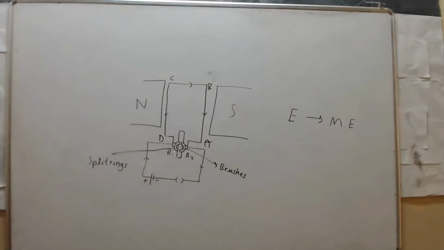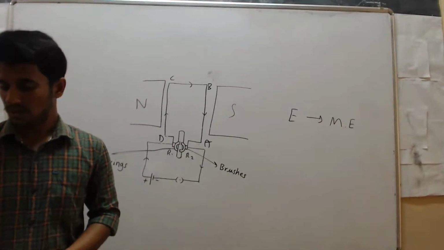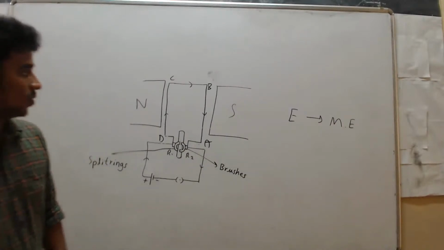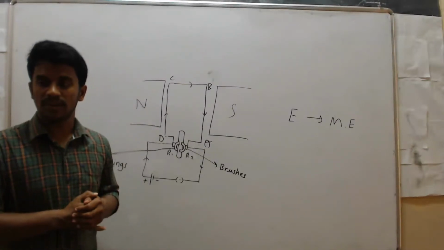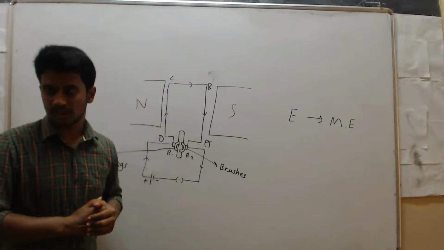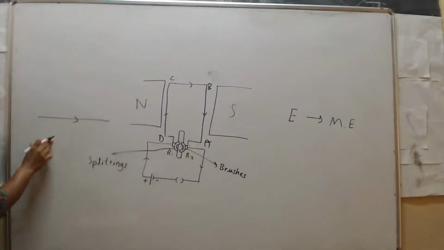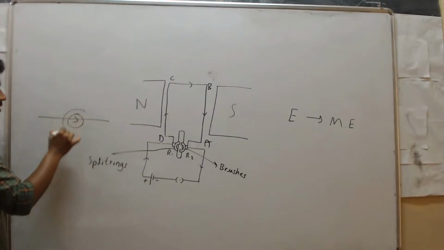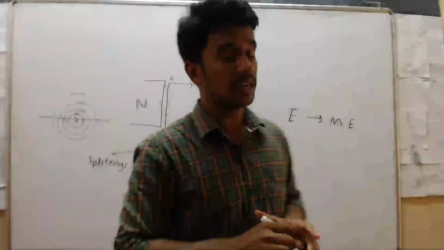Yes, sir. In tomorrow's class we will discuss electromagnetic induction. In electromagnetic induction we will study the working of the electric generator, how we can generate electricity. See here, till now we have studied how we can generate a magnetic field using electric current. When you pass electric current through this wire, around this current, what will happen? A magnetic field will be generated.